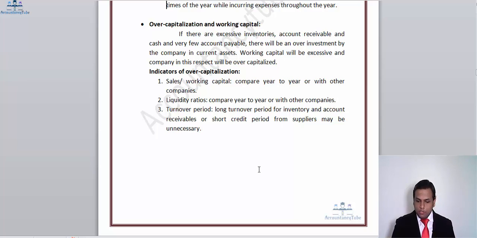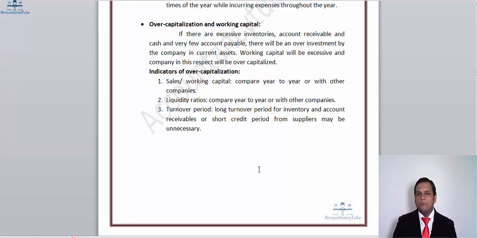Turnover periods: long turnover periods for inventory and accounts receivable, or short credit periods from suppliers, may be unnecessary. As I've just told you, despite the fact we have the option of obtaining the credit facility from our suppliers, we tend to pay them very soon, which might not be needed, and we give our customers longer time to pay us the money for the sales. So this is also an indicator of overcapitalization.